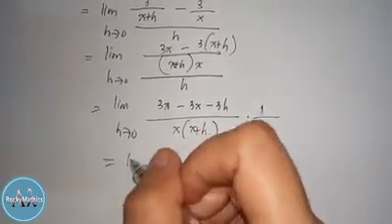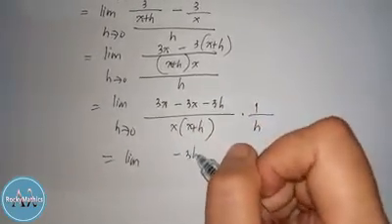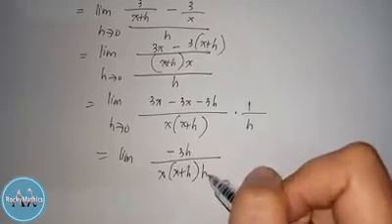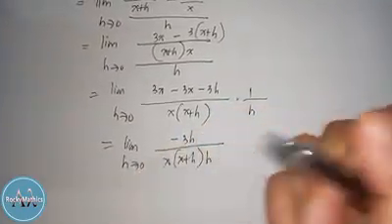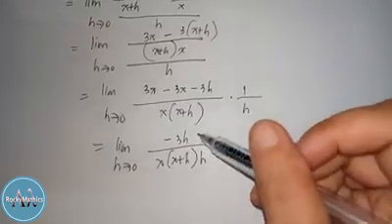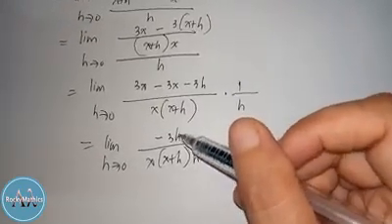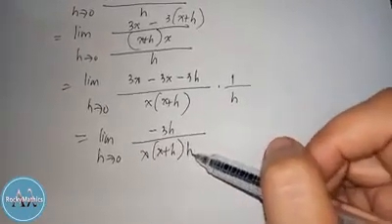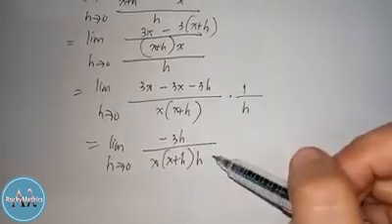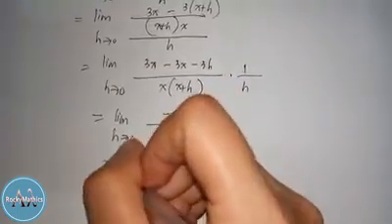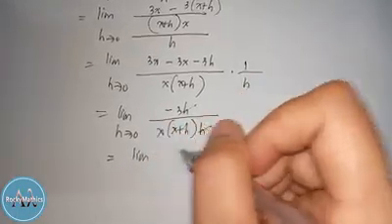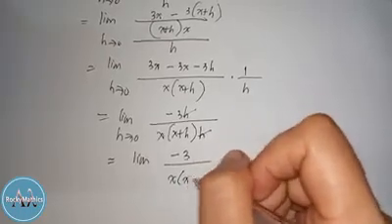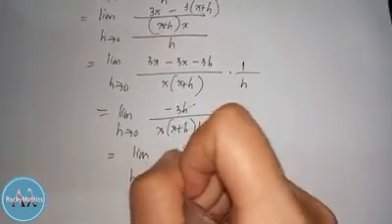So this becomes limit of negative 3h over x times x plus h, and there is still h here, as h approaches 0. Now since we have h common, the common variable here is h, and there is h also here, so that means this is equal to 1. So the new expression becomes limit of negative 3 over x times quantity of x plus h as h approaches 0.